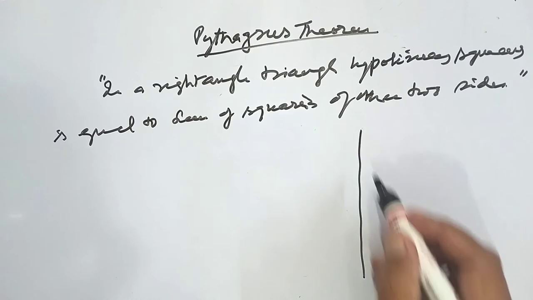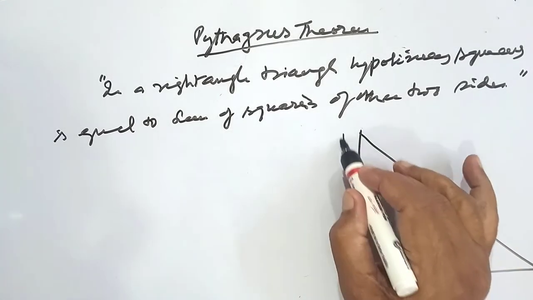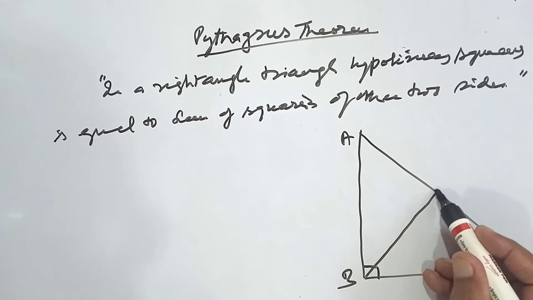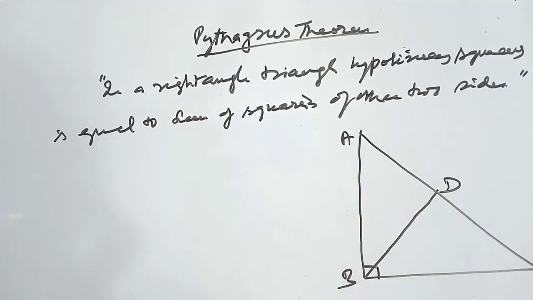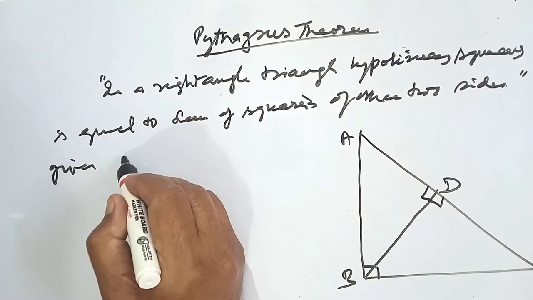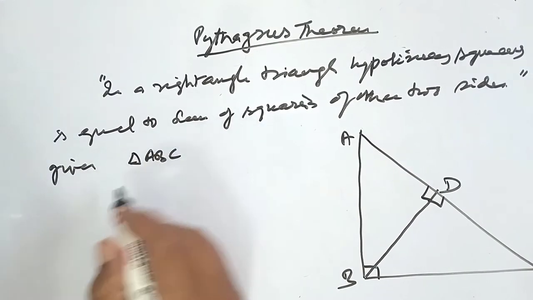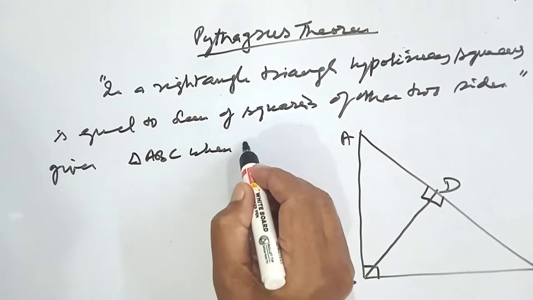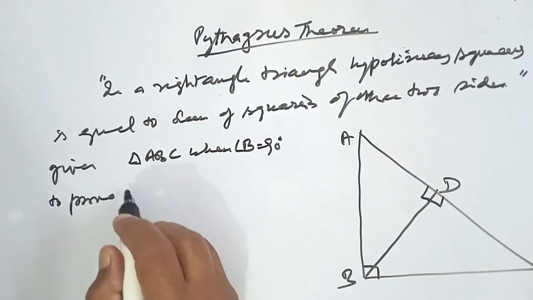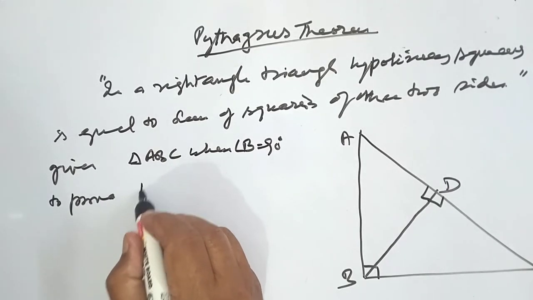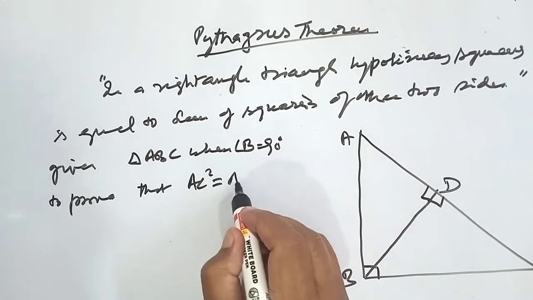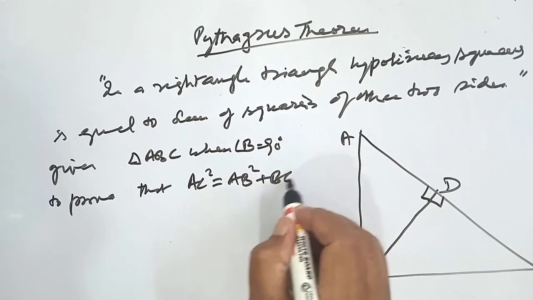So we are given with a triangle ABC, right angle at B, we draw a perpendicular BD on AC. These are right angles. So given a triangle ABC, where angle B is equal to 90 degrees. To prove that hypotenuse square AC square is equal to AB square plus BC square.